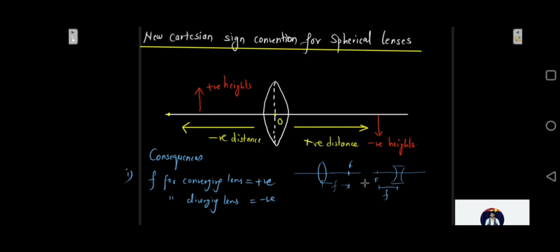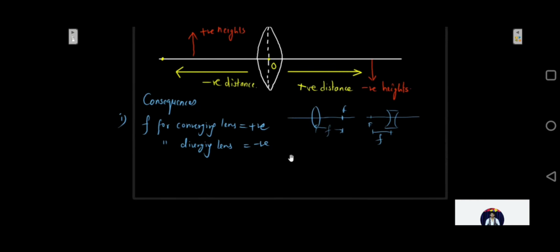The second consequence which we can draw from here is object distance is always negative, because always object will be kept on this side. So second point is that object distance will always be negative. The third point is that the distance of real image is positive and that of a virtual image is negative, because real image is always formed on right side of the lens. So distance to the real image will always be positive, and virtual images are formed on the left hand side of the lens, this side.